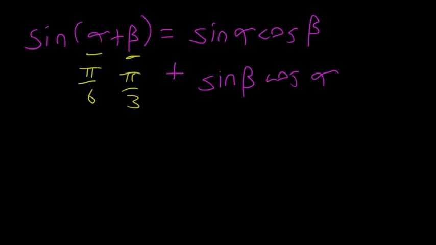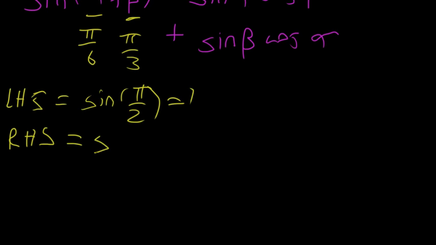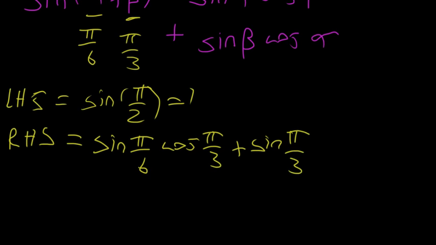Okay, now this is 30 degrees and 60 degrees, so that should add to give 90 degrees or pi over 2. So the left hand side here, if I sub in these values, this is going to be sine of pi over 2. Okay, and what's that? That's just going to be 1, right? So let's look at the right hand side. So alpha is pi over 6, so this is going to look like sine pi over 6 cos of pi over 3 plus sine pi over 3 cos of pi over 6.